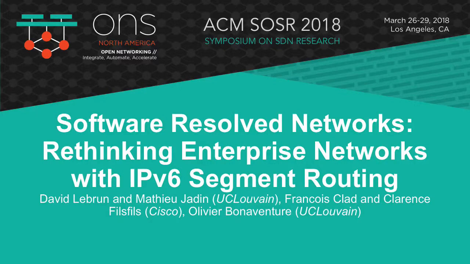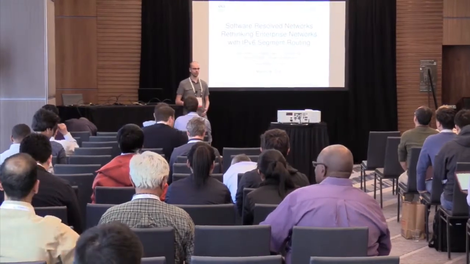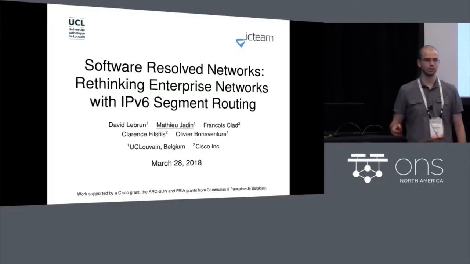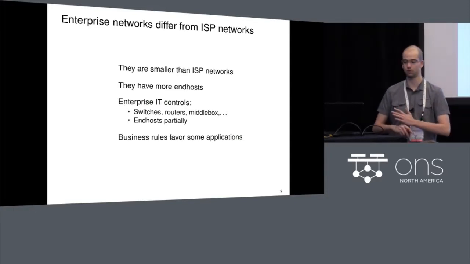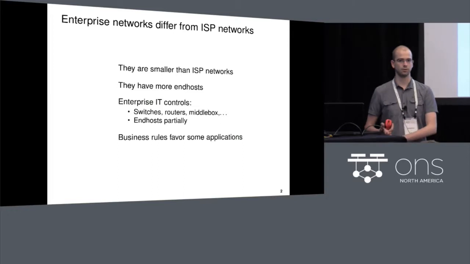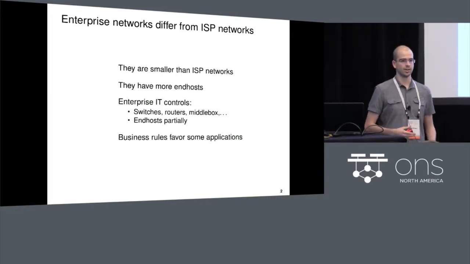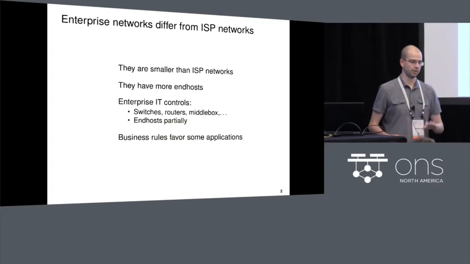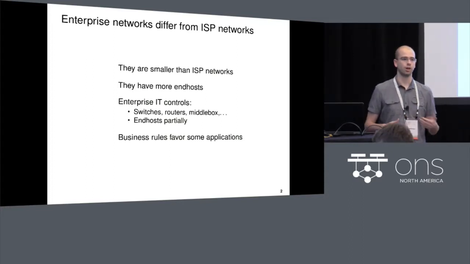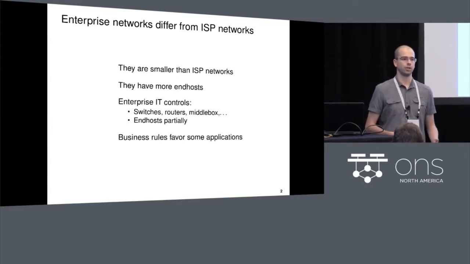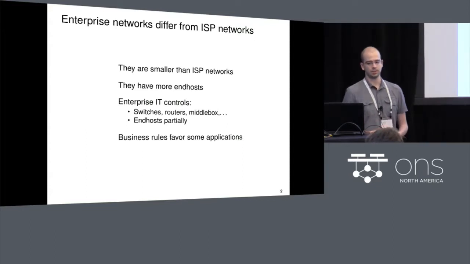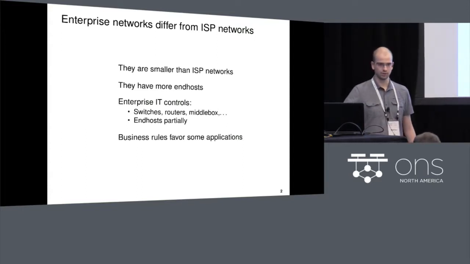So hi everybody. In this presentation I will show you how you can program an IPv6 enterprise network with IPv6 segment routing. Enterprise networks differ from ISP networks because they are, first, smaller. They have many more endhosts, by which I mean laptops, servers, and so on. And the enterprise IT typically controls network devices like switches, routers, and middleboxes, but also endhosts, at least partially. And you also have business rules that favor some applications over others.